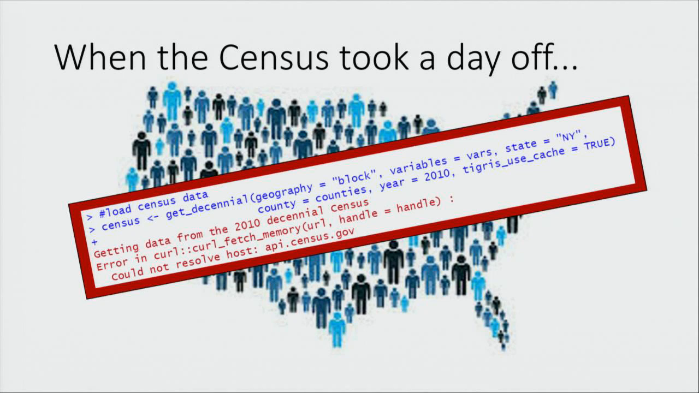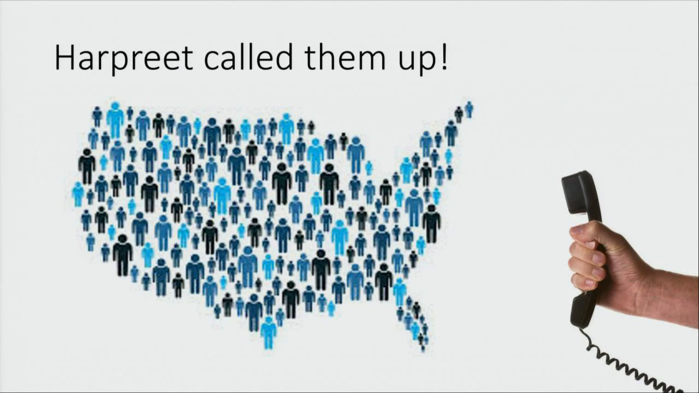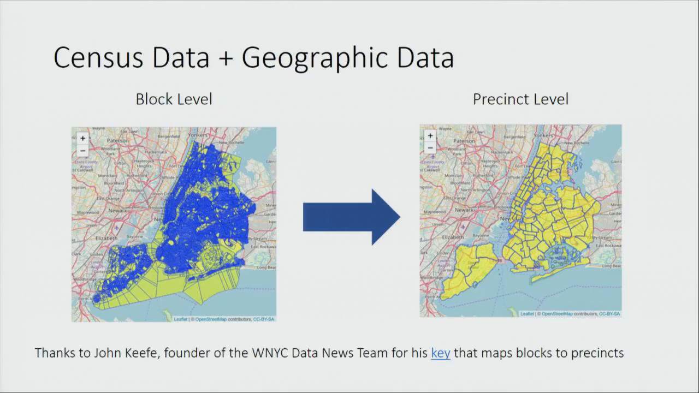We couldn't go on with our work. So Harpreet was great. She went and called up the census. She demanded that they fix it. She spoke to 3 different agencies, and we got it back up and running, and we were ready to start working with our data. So the census data doesn't split on the precinct level.